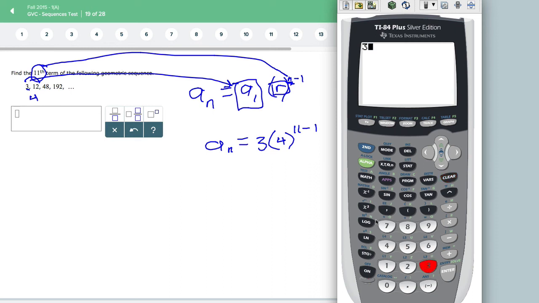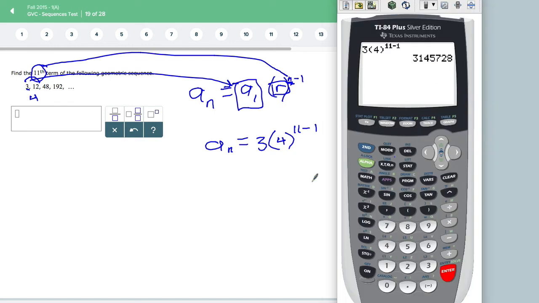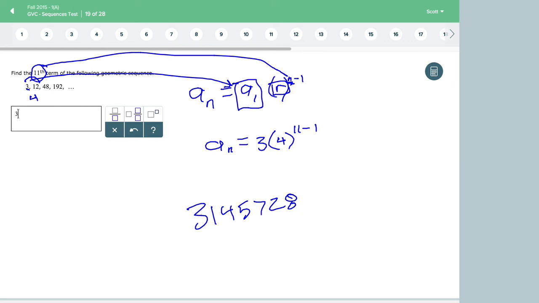We have 3, parentheses, 4, parentheses, and we want to raise that to the 11 minus 1, enter. And so the 11th term of that sequence is going to be, I'll write it down because it's a little too big for me to memorize. We have 3,145,728.